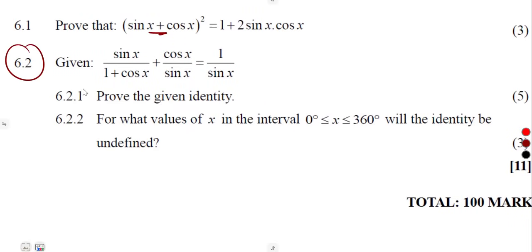Given this, prove on 6.2.1 that it is the same. Prove that given identity. So I'm going to take the left-hand side. Thus, sine x over what?